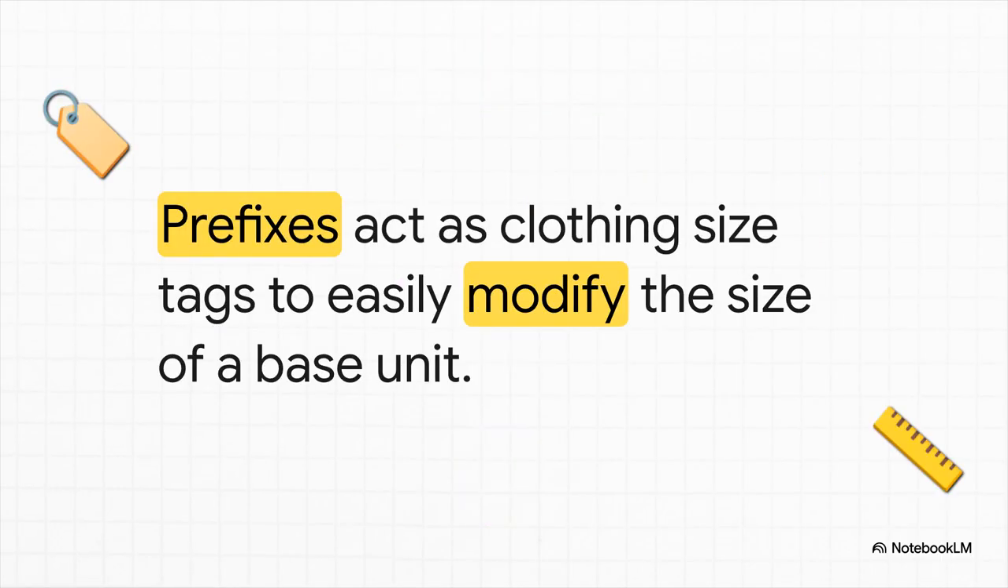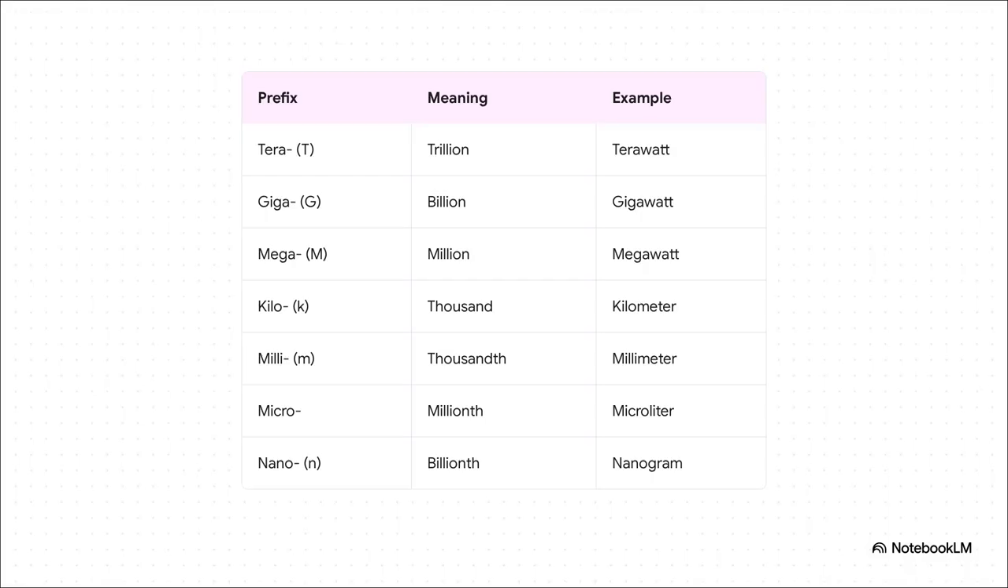Instead of inventing entirely new words for every single scale, the SI system just uses prefixes. Think of these prefixes exactly like the sizing tags on your clothes: small, medium, large, extra large. You just attach the tag to the front of the base word to instantly change its scale, and you don't even have to do any complex math.